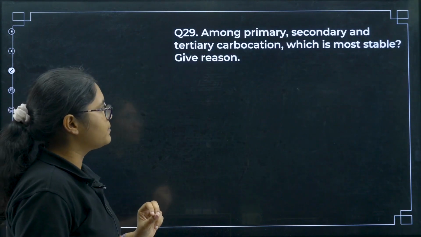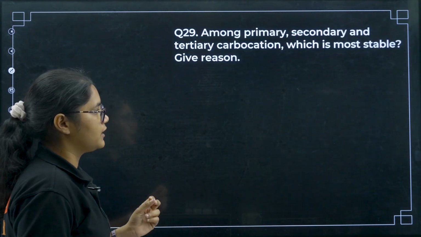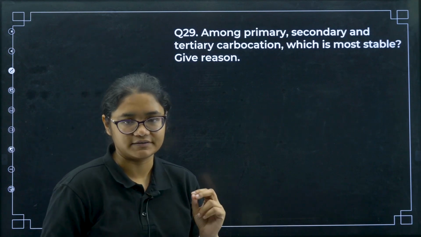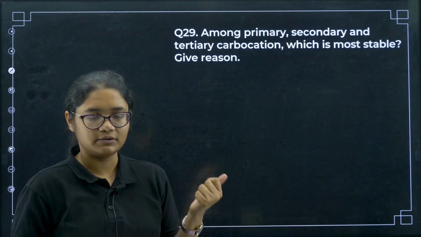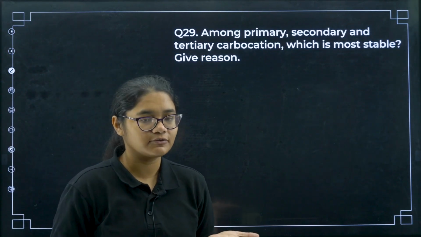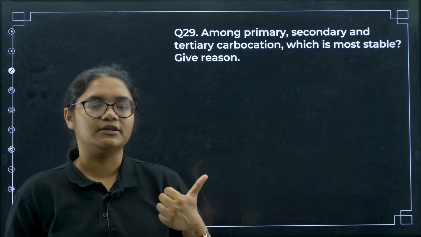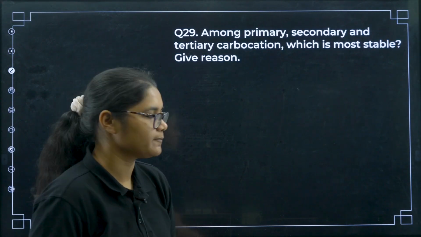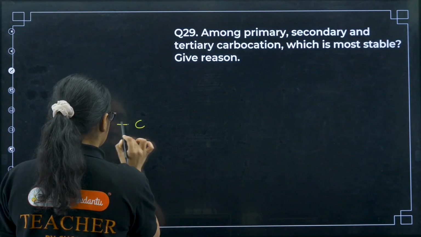Okay, next, among primary, secondary and tertiary carbocation, which is most stable, and give reason. So first you have to write which is most stable, that is tertiary, and what is the reason for that? Because of hyperconjugation effect and because of plus I effect. So if you see a tertiary carbocation, it is like this.